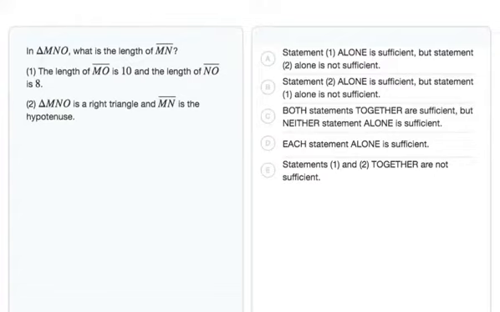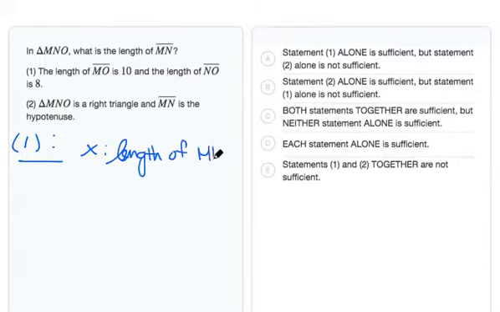Let's first consider statement 1. For statement 1, we're given the length of two sides of the triangle. Let's use the triangle inequality theorem to help determine the possible lengths of the third side, MN. For simplicity, let x represent the length of MN. So we'll call x the length of the line segment MN.